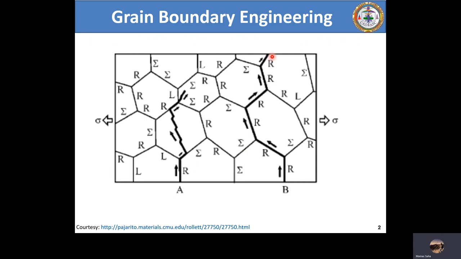So basically what we see is that if in a microstructure we can reduce these random angle boundaries and replace them preferably with sigma or L. Definitely, it's very hard to replace these R's with L because L is generally a subgrain boundary. We generally do not see such an arrangement where this kind of boundary may be termed as L.